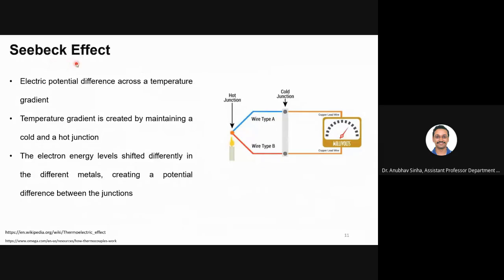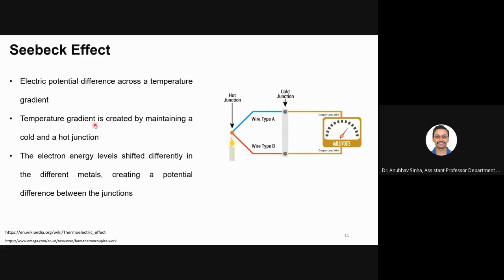What happens in the Seebeck effect is that we maintain two junctions, hot and cold. Cold will be maintained at room temperature, and the other is subjected to high temperature. Because of some physical property that I will not go into in much detail, there are different energy levels in different metals, which create a potential difference between the junctions. So if you maintain these two junctions at different temperatures, you need to maintain a temperature gradient.